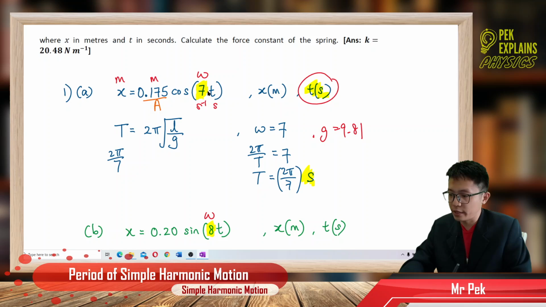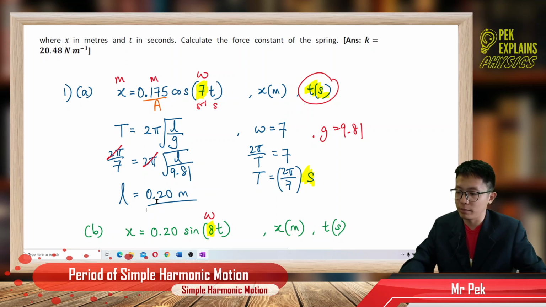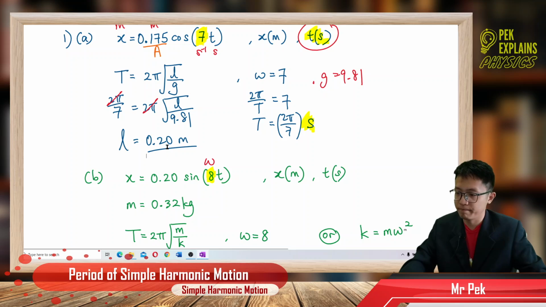So 2 pi over 7 equals 2 pi square root of L over g, with g as 9.81. The 2 pi can be cut off, and then I solve to get L. My L is 0.2 meter. That's my length. I got the answer.